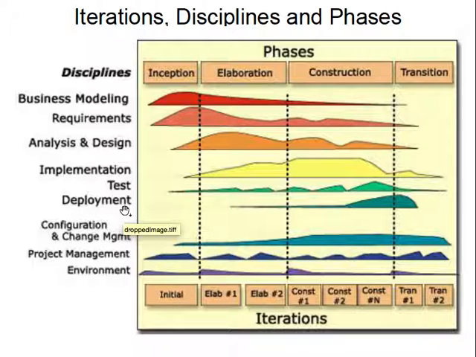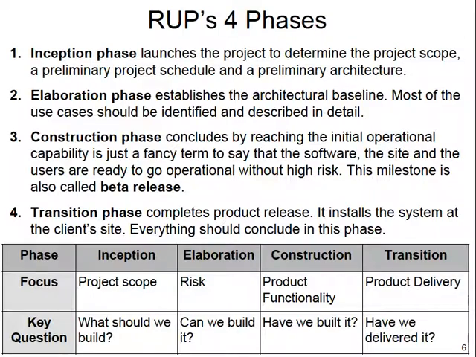So horizontal represents the time and vertical represents the different disciplines, the different activities. So you can still do design activities quite late, at the end of the construction time. Construction is the implementation or coding, okay? And almost at the beginning of transition, you can still do some design work. So it is different from the waterfall model, and so it gives more flexibility, okay?